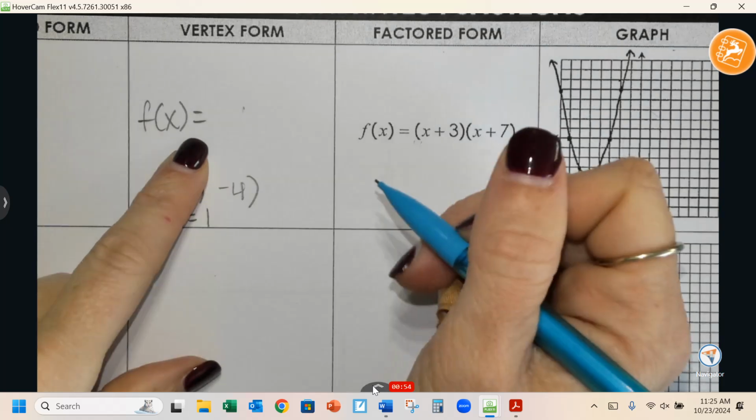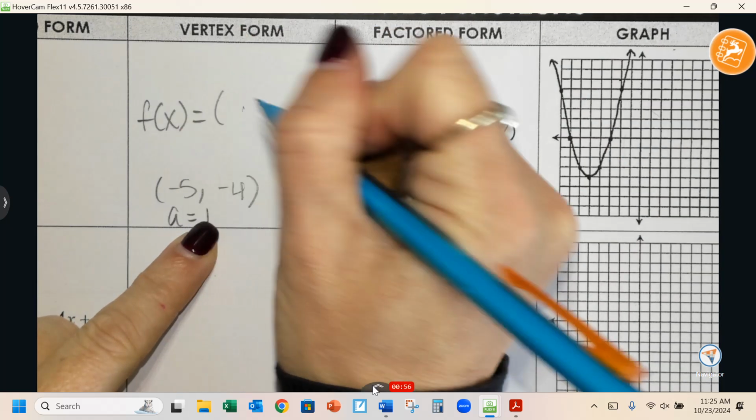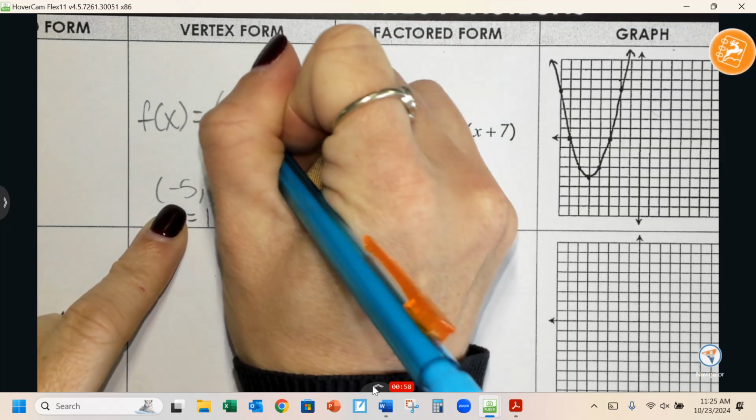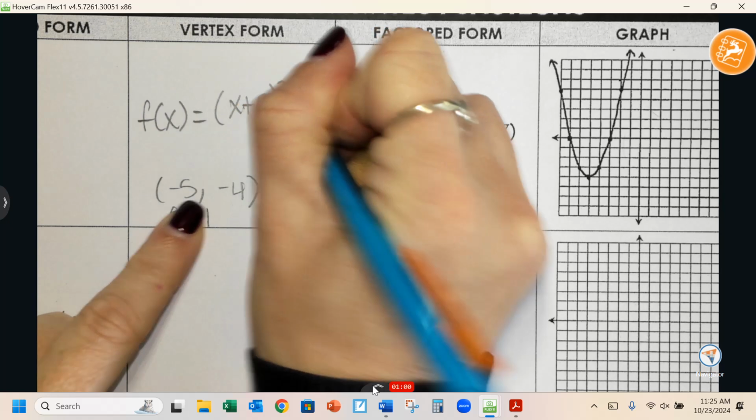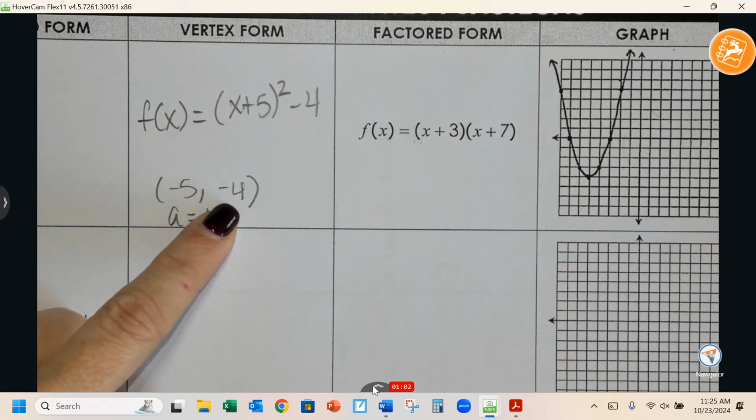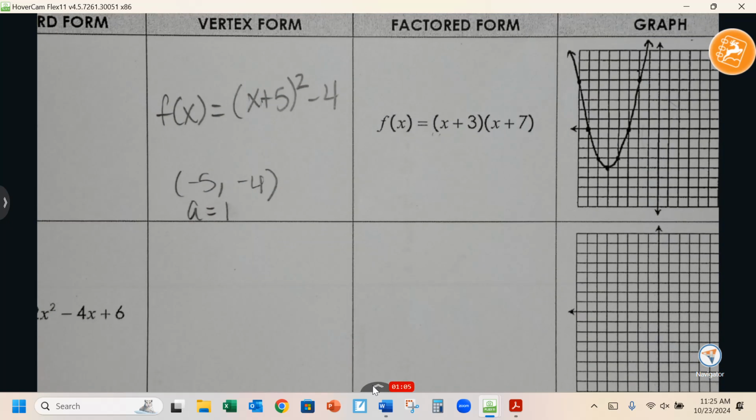So now I can write the vertex form. A is 1, so I don't have to write anything. X plus 5 squared minus 4. And that's it.